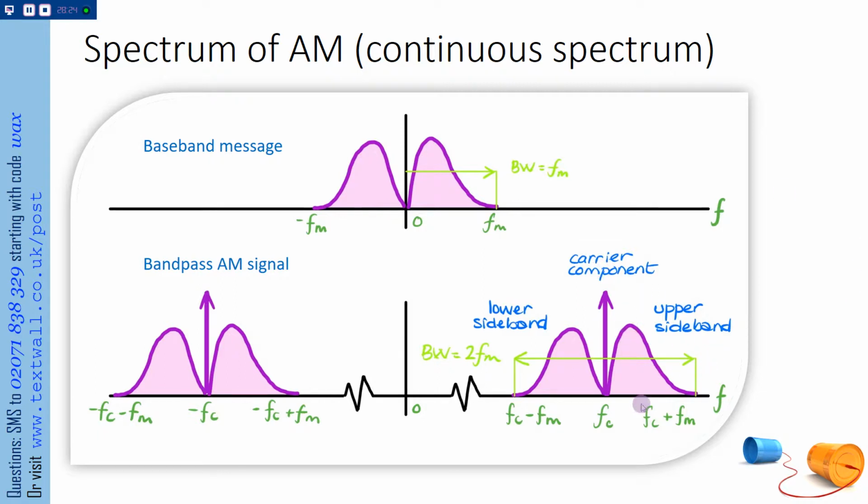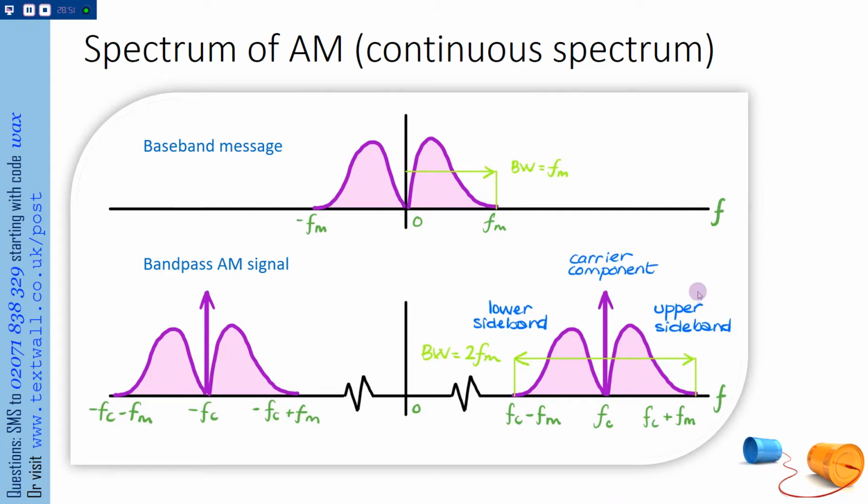So that's my upper sideband, that's my lower sideband, and the total bandwidth is now twice FM. So if FM was 5 kilohertz, now the bandwidth is 10 kilohertz. So why do we call AM DSB LC? Because DSB stands for double sideband. There are 2 sidebands, upper and lower.